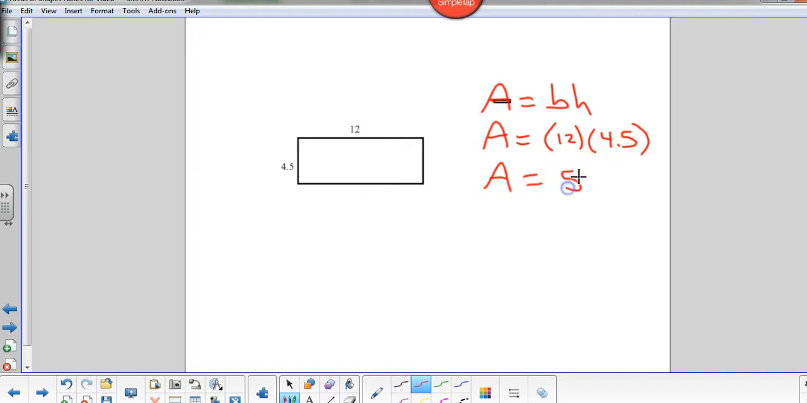48 and 6 is 54. I think that's right. And now it's an area, so they don't give us the units, so we're just going to say square units, or units to the second power. Now the squared is the units to the second power. The 54 is not squared, right? The 54 is how many square units there are, and there are 54 of them. If we did the whole thing, 12 here and 4.5 here, you'd have 54 of those squares, or square units.